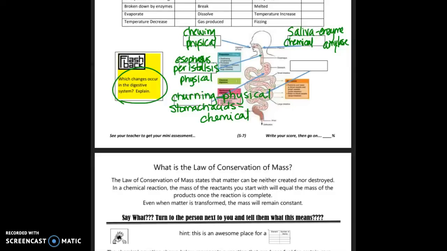And then last, this is the small intestine, and this is where most digestion actually takes place. There are really strong enzymes in your small intestine. This is where the hard to break down food, like your beef, your steaks, your fats, get broken down. A lot of people think it's the stomach that does most of the digestion, but it is truly the small intestine. So because of that, it is an enzyme and it is a chemical change.